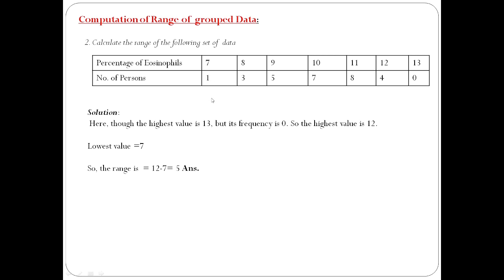From here we find that although the highest value is 13, its frequency is 0, that means no person has 13% eosinophil. So the next highest value is 12, because 4 persons contain 12% eosinophil. So the highest value is 12, and the lowest value is 7. So the range is 12 minus 7, which is equal to 5.